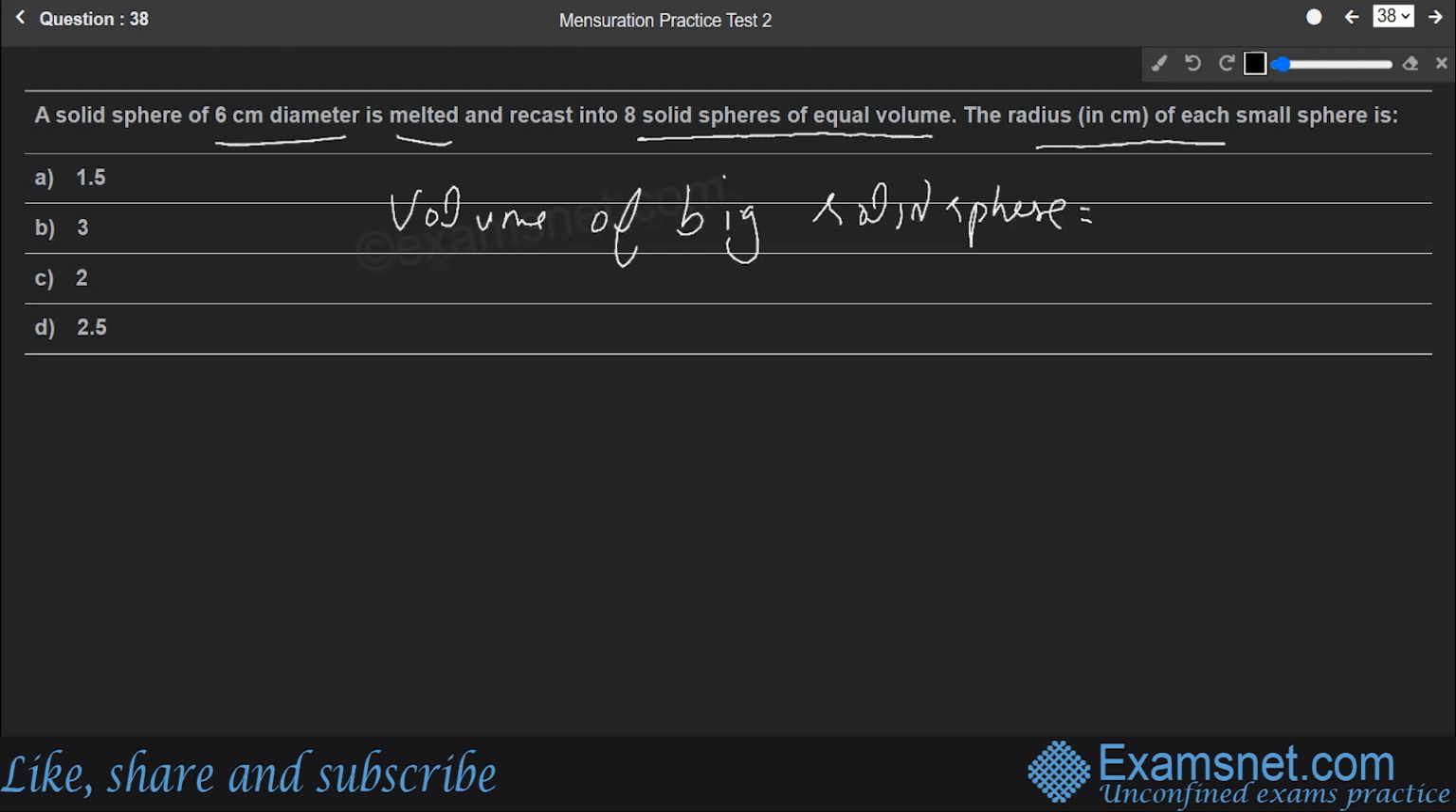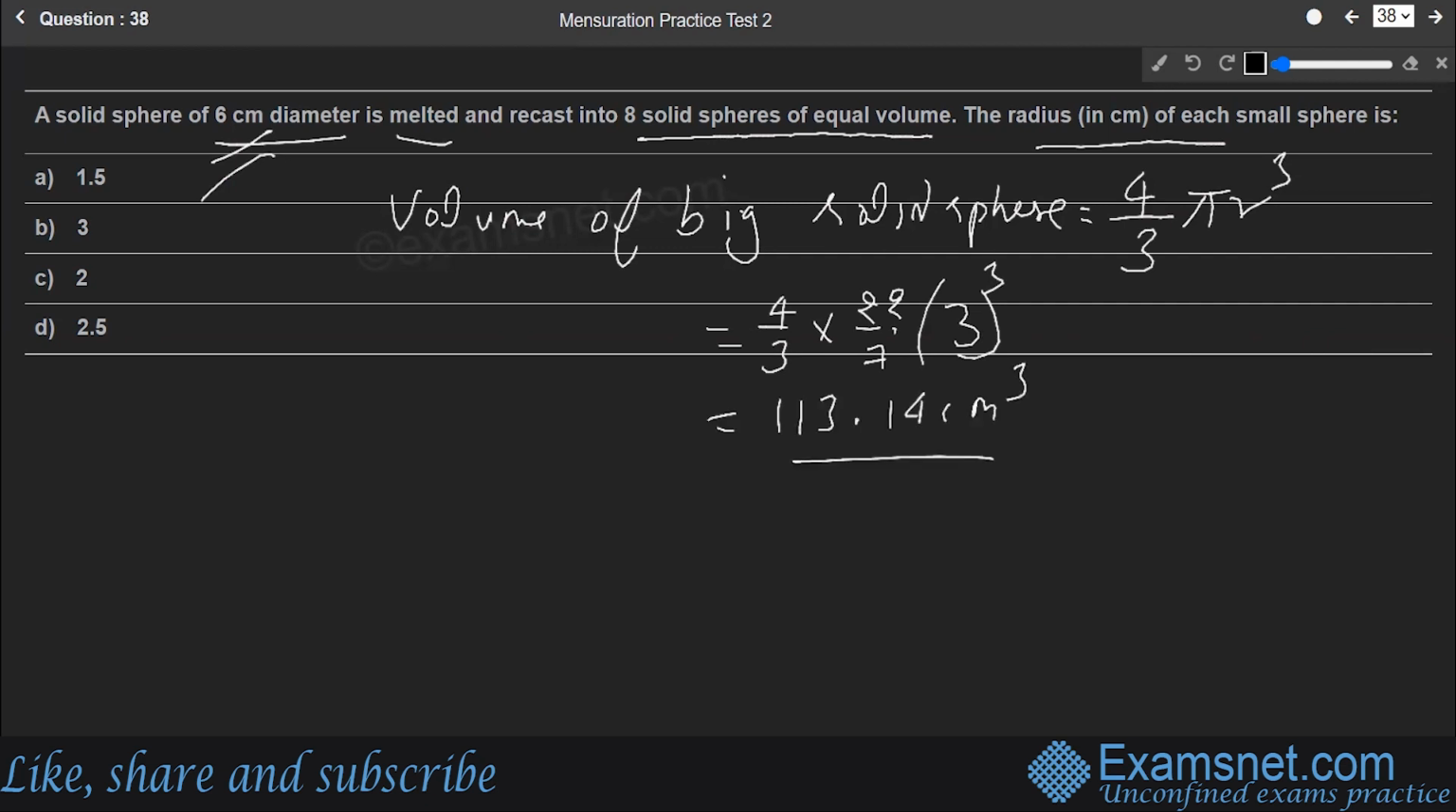Volume is always calculated as side cube, but this is a sphere, so the volume of the sphere is given by 4 by 3 pi r cube. We know the diameter of this sphere is 6, so the radius will be 6 by 2, that is 3. So volume is going to be 4 by 3 into 22 by 7 into 3 cube, which gives us the value of 113.14 centimeter cube. This is the volume of the big sphere. It has been melted and recast into 8 solid spheres, so those 8 spheres together have a volume equal to the one big solid sphere.